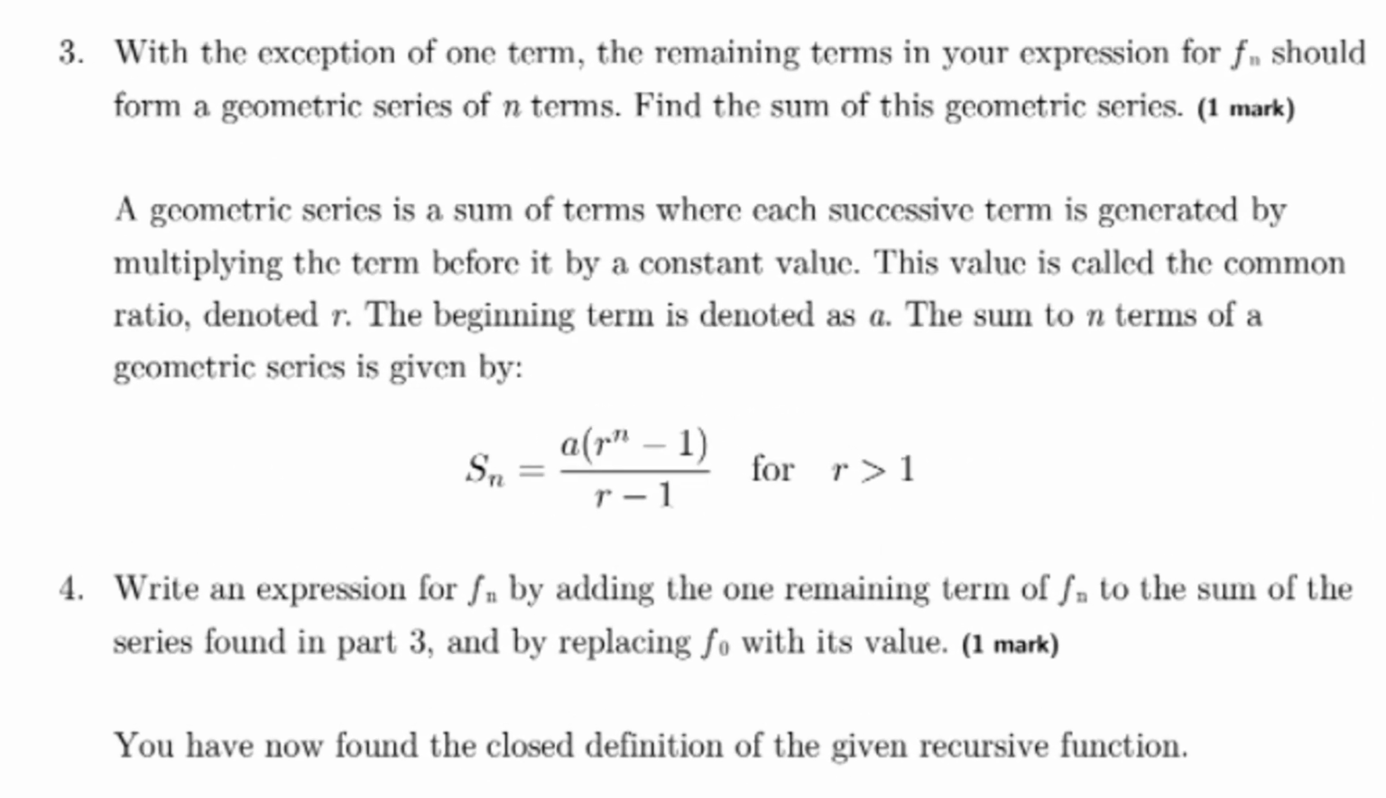For this part 3 we're told, with the exception of one term, the remaining terms in your expression for f of n should form a geometric series of n terms. Find the sum of this geometric series. And then we're told, just by way of background, a geometric series is a sum of terms where each successive term is generated by multiplying the term before it by a constant value. This value is called the common ratio, denoted r. The beginning term is denoted as a, and the sum to n terms of a geometric series is given by Sn equals a(r^n - 1)/(r - 1), where r is greater than 1.